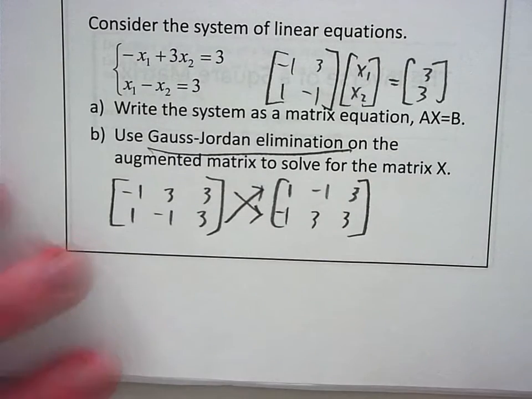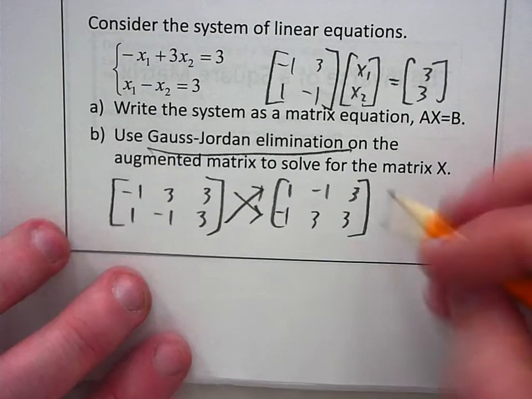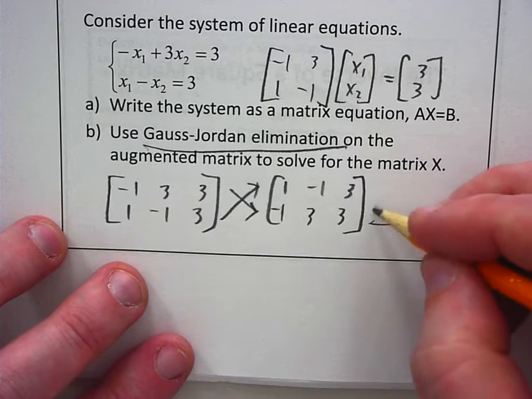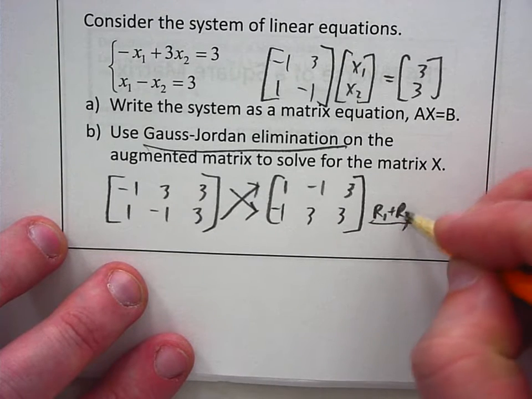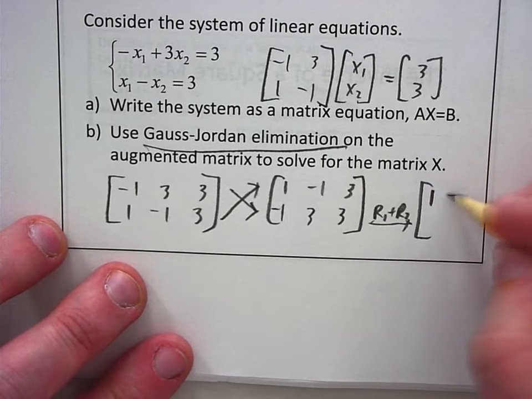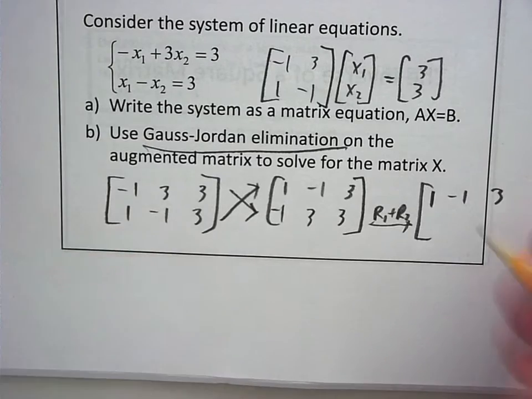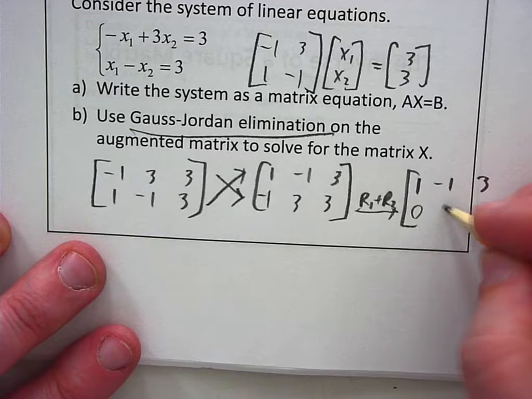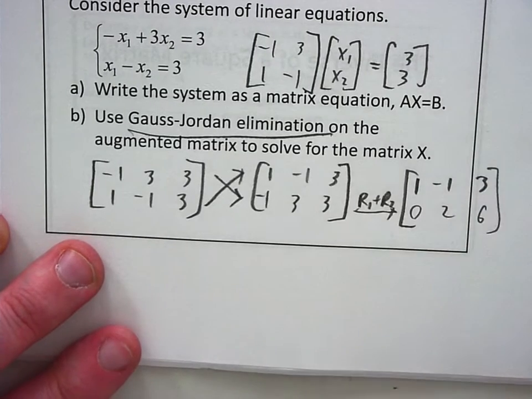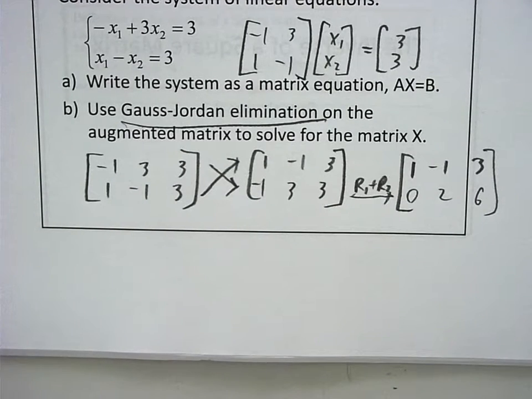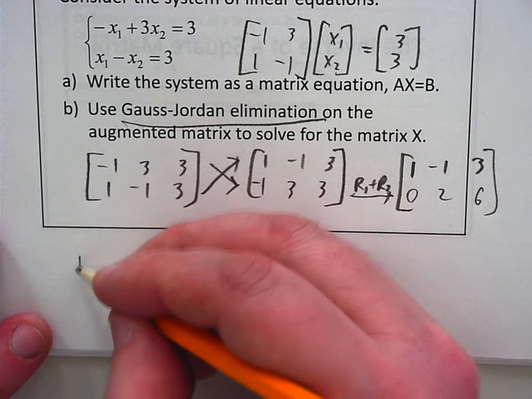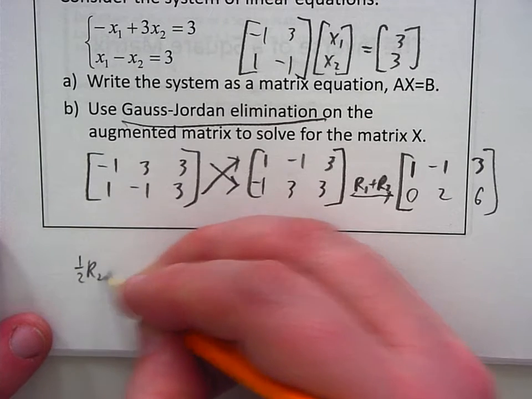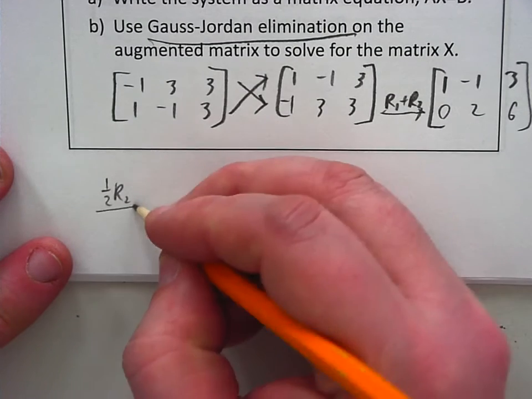Then what? Add row 1 to row 2 and replace row 2. Top row remains the same. Bottom row becomes what? Then what? Divide the second row by 2. In other words, multiply the second row by 1/2. So I'm going to take 1/2 R2 and replace.